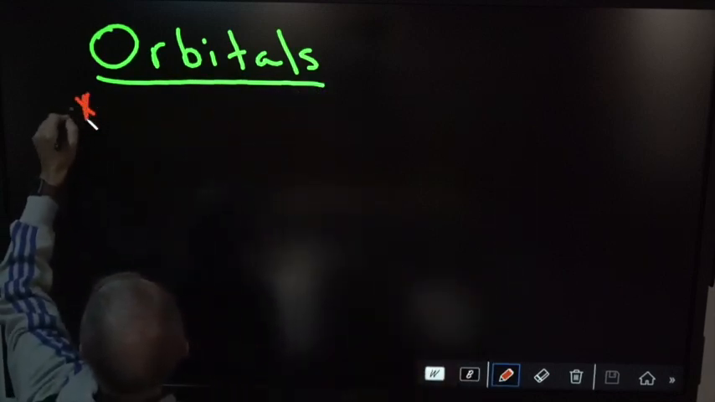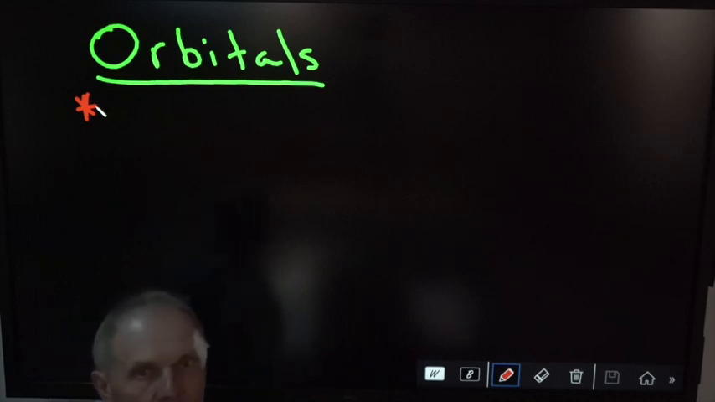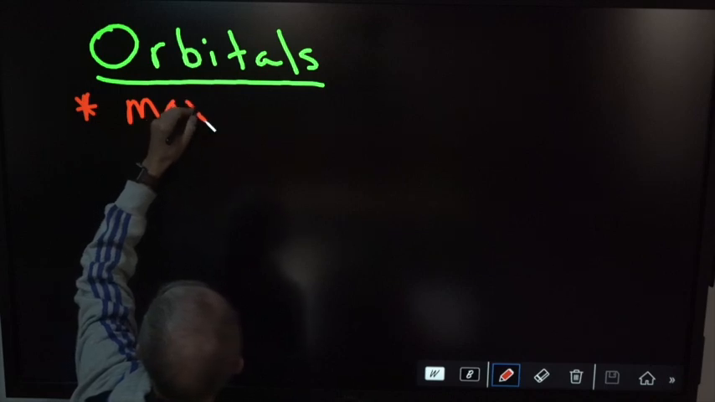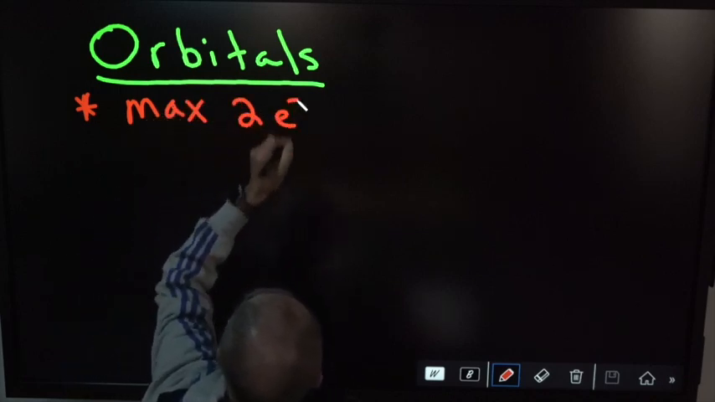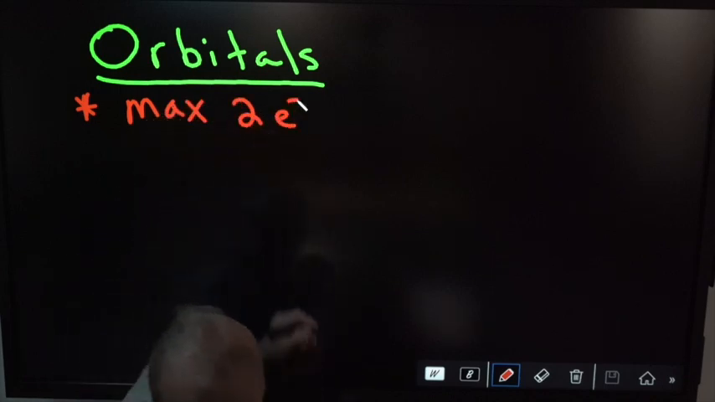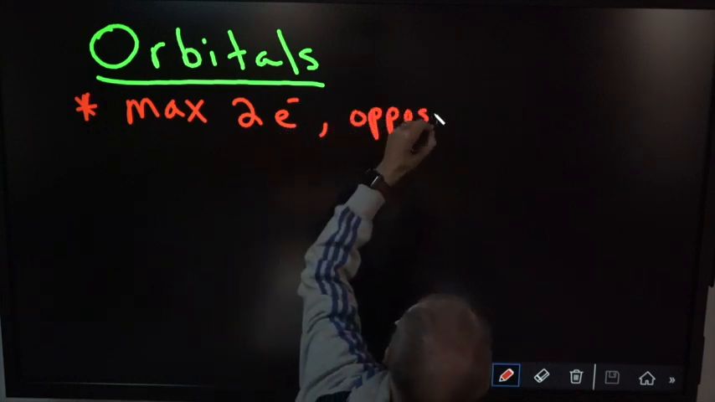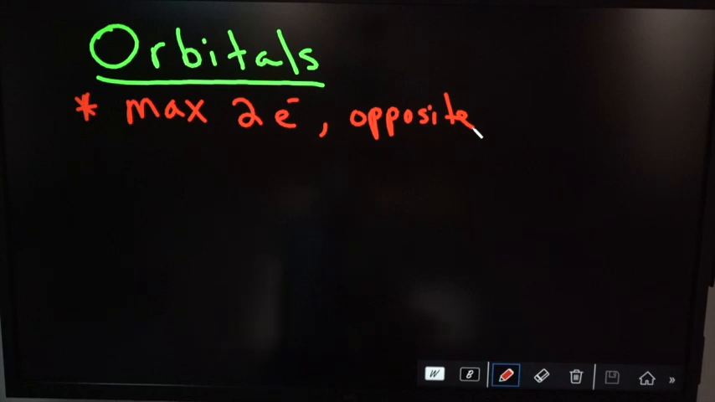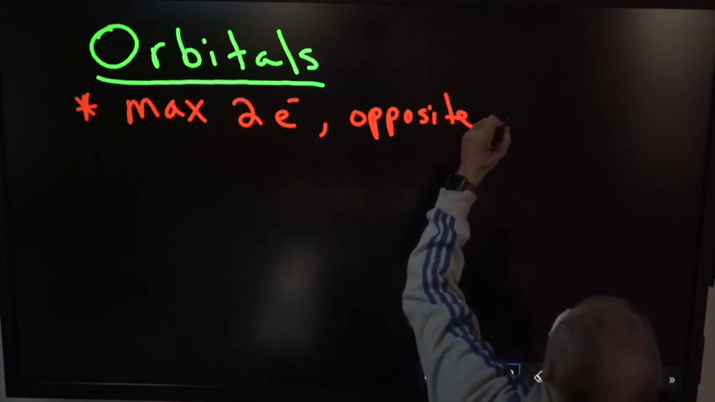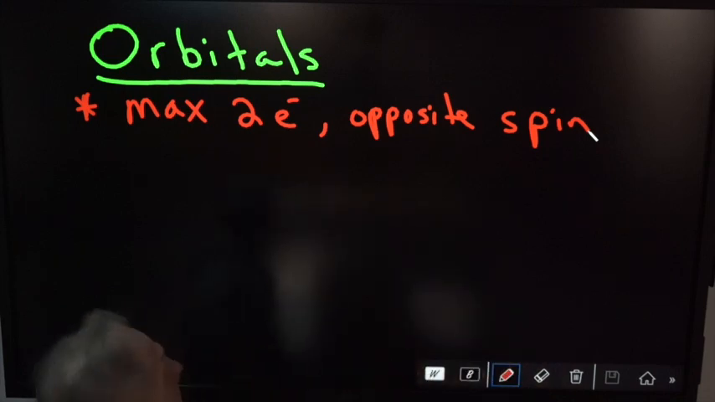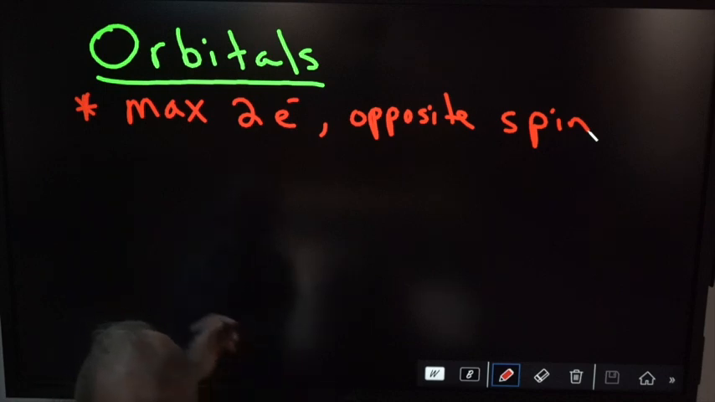So, some background for orbitals. We already talked about that. Orbital: max 2 electrons, opposite spin. Remember, that's for stability. So now we have to talk about the S orbital.